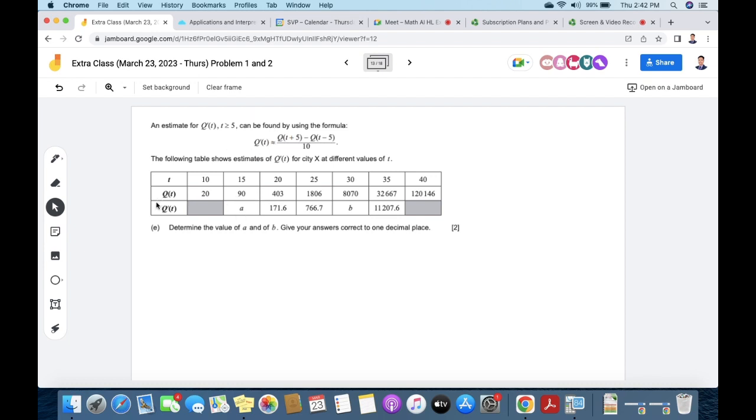So A is actually the value of q prime of t when q of 15 is equal to 90. So q of 15, so t is 15. So q of 15 is equal to 90. And we wanted to find the q prime of 15. Look at the formula. It says q of t plus 5. So if q of t is 90, that is t is equal to 15, what do you think q of t plus 5 is equal to?